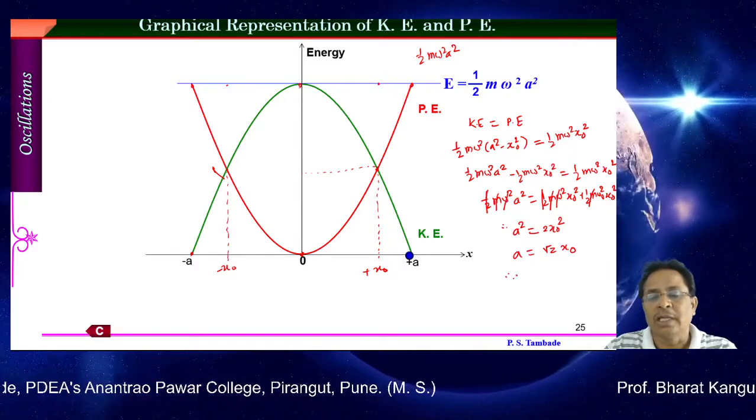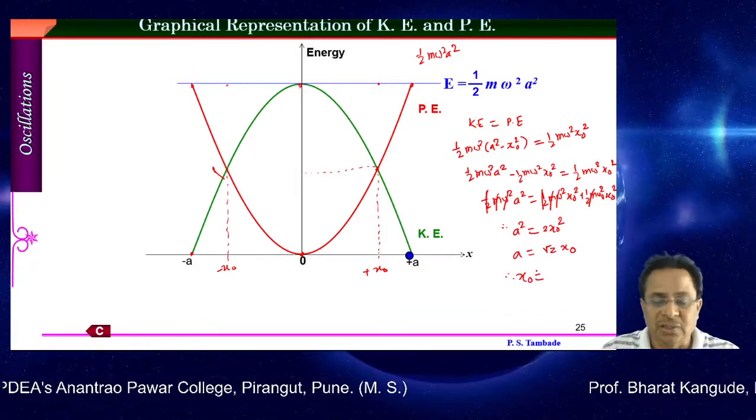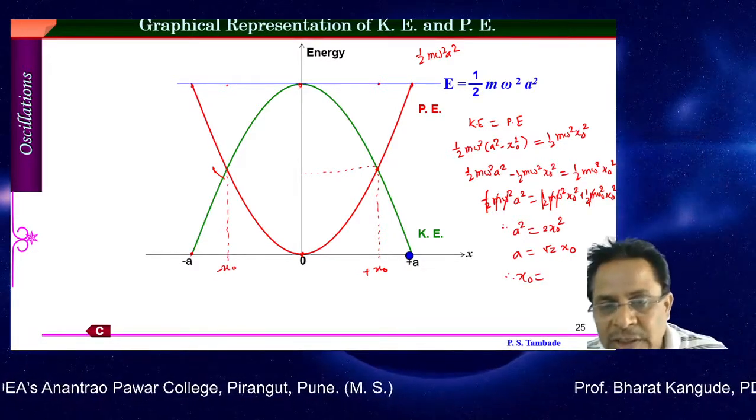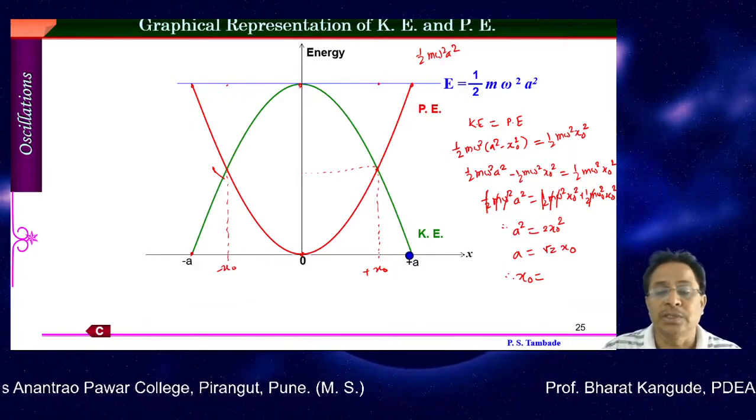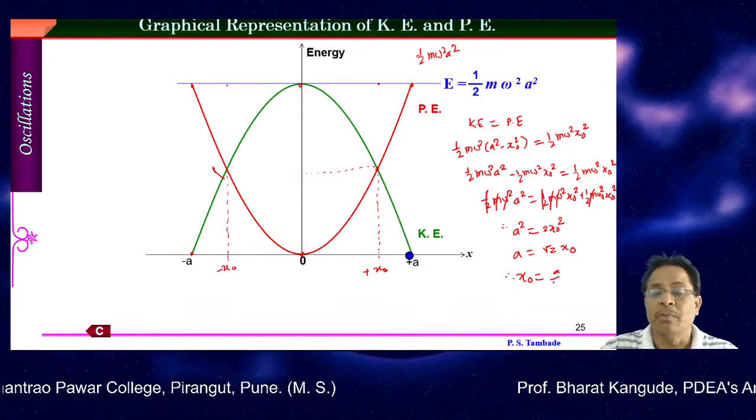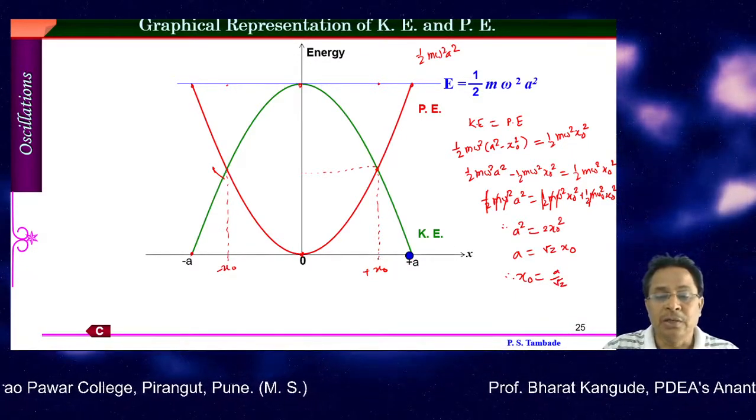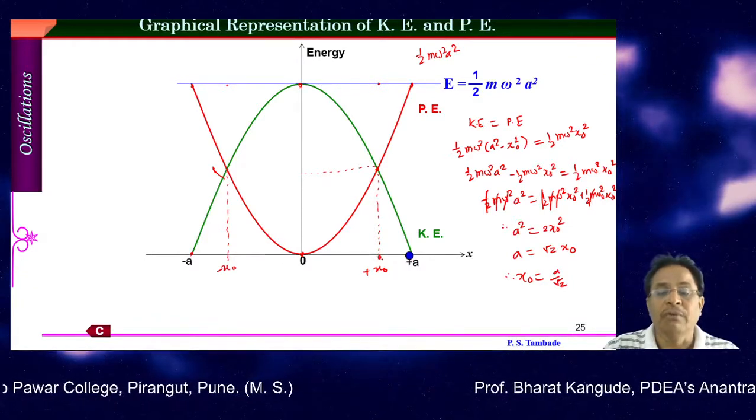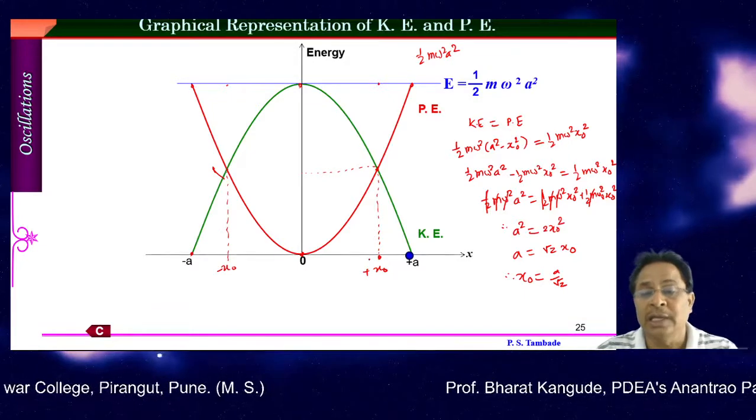x0, or I can find this extra distance x0, where this oscillator has its total energy divided into kinetic and potential, or the kinetic and potential energy of the oscillator is equal. This location is given to be A upon root 2. So whatever this A value, divide by root 2, you will get the point where this oscillator has its kinetic and potential energies equal on the right hand side.